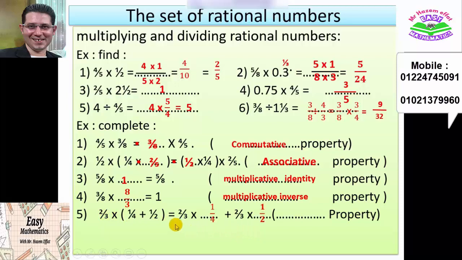What about the name of this property? Yes, it's called distributive property, because we distribute 2/3 above these two fractions.